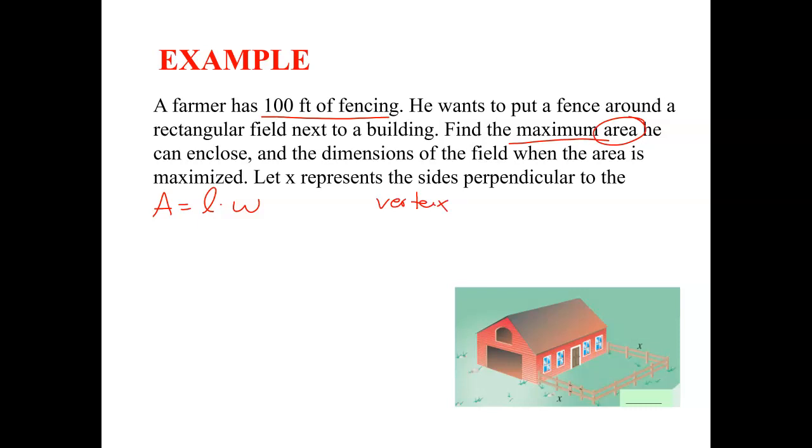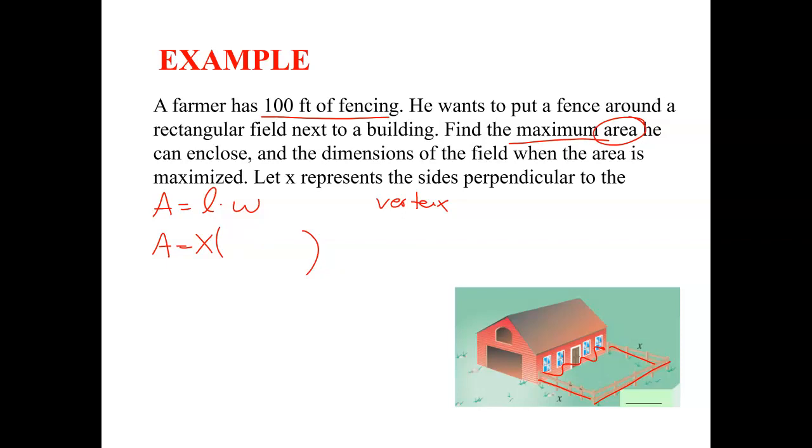X represents the sides perpendicular to the building. Okay? So I've got those two sides there. I don't need to fill in this side because that's where the building is. I do need to figure out this side. So I need an expression because I can use X to represent the length, or the width, whatever you want to call it, but I need something else to represent the width. Well, if I just have W, then I can't solve for anything, right? I need something in terms of X.